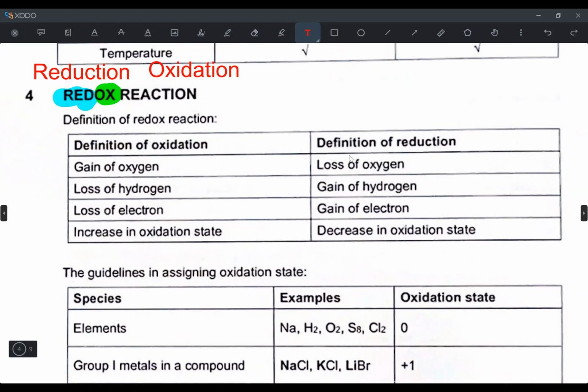Then for reduction, it will be the exact opposite. So it will be the loss of oxygen, gain of hydrogen, gain of electron, then decrease in oxidation state. This one you must memorize, like oxidation is what? Gain oxygen and so on. You need to roughly know.